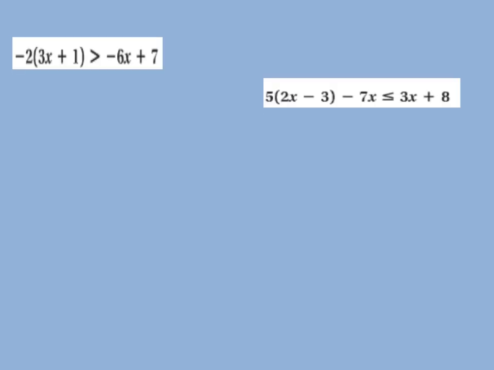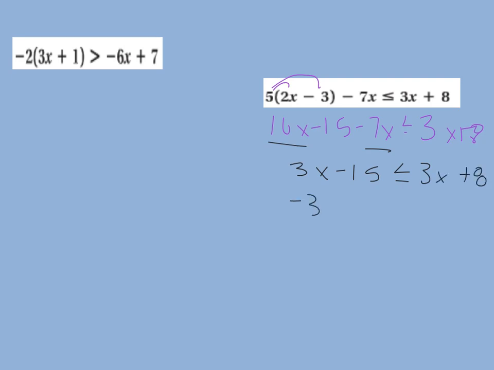Here I want you to solve and graph. So if I do this first one, I have 10x minus 15 minus 7x is less than or equal to 3x plus 8. Always combine your like terms. So in this case, I would have 3x minus 15 is less than or equal to 3x plus 8. Now I subtract 3x from both sides of my equation. Subtraction keeps the sign the same. So negative 15 is less than or equal to 8.